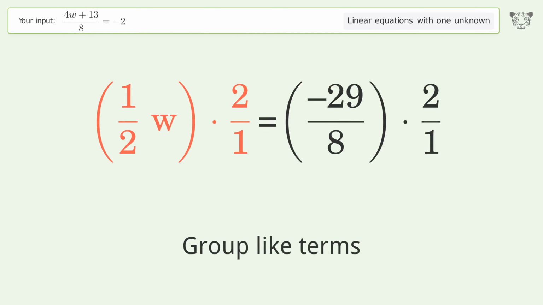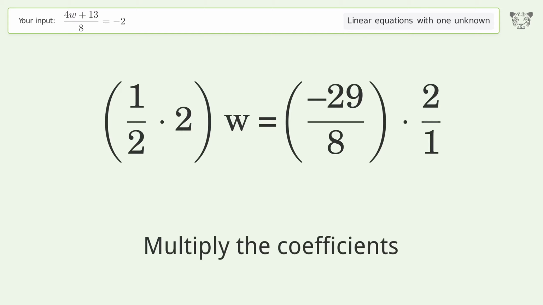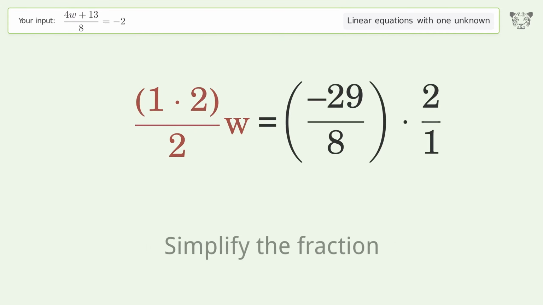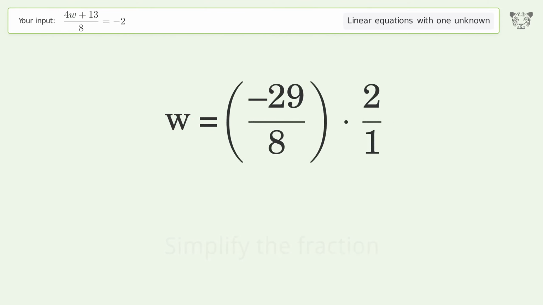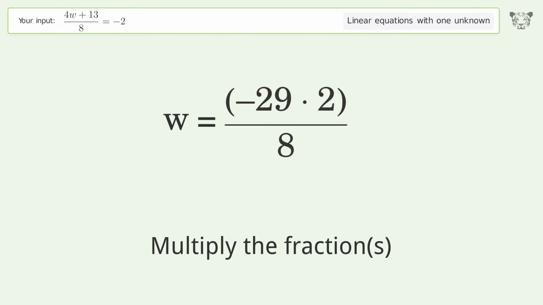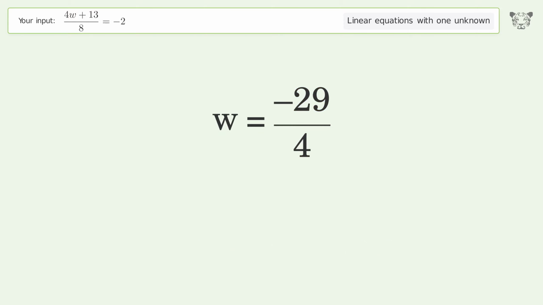Group like terms. Multiply the coefficients. Simplify the fraction. Multiply the fractions. Simplify the arithmetic. And so the final result is w equals -29/4.